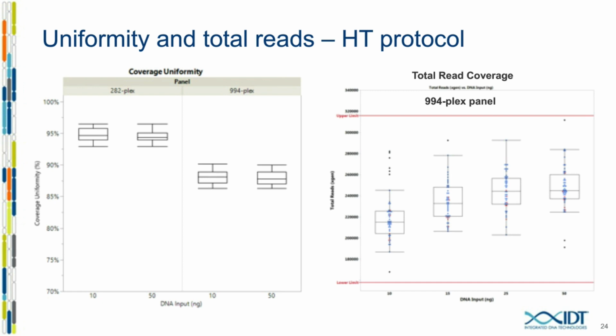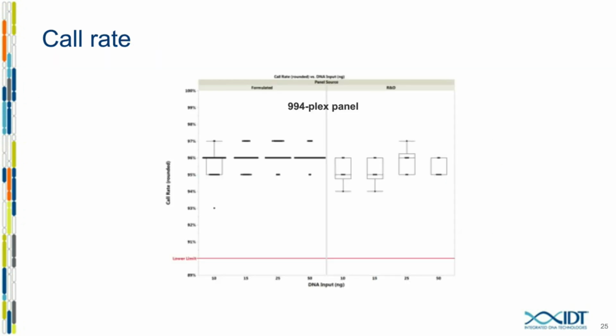On the right-hand side here, we have data which shows the number of reads per sample at varying input amounts. On the y-axis is the number of reads, and on the x-axis is the input amount. As you would expect, the samples with the higher input amount have more reads going to them. Although the higher input amounts consume more reads, this doesn't affect our call rate. So we're still able to accurately call genotypes from 10 to 50 nanograms.